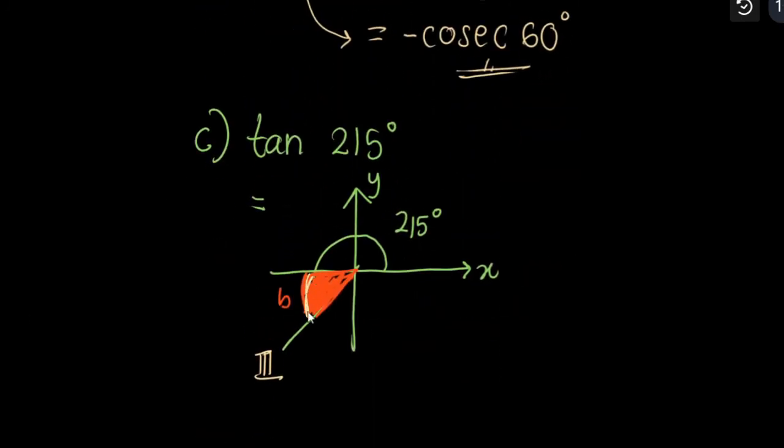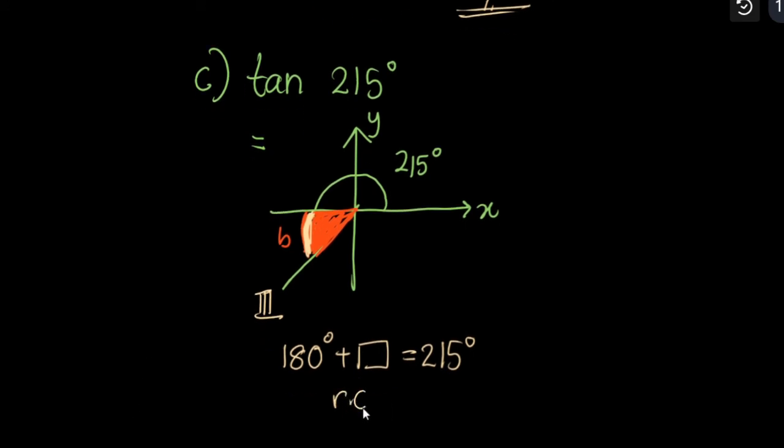Here how much is the balance here? Here how much is the balance? You can take this part, right? Okay, you take 180 plus what value? You get 250 because the whole thing is 250. So your reference angle is 215 minus 180. You get 35. So this part is 35 degree.